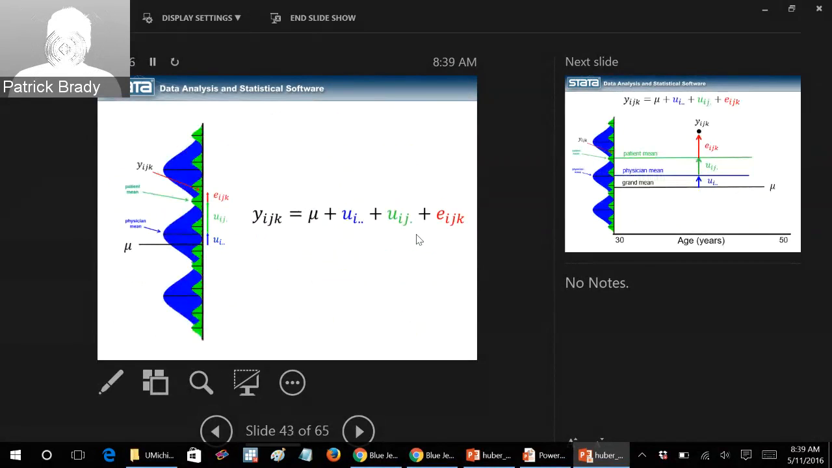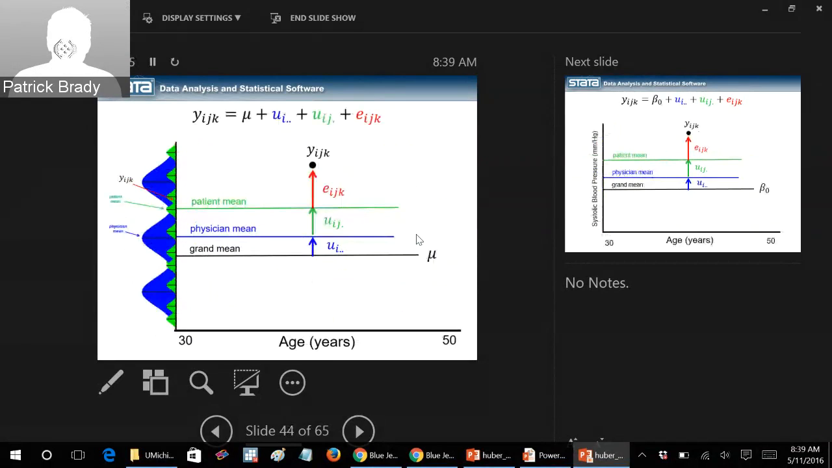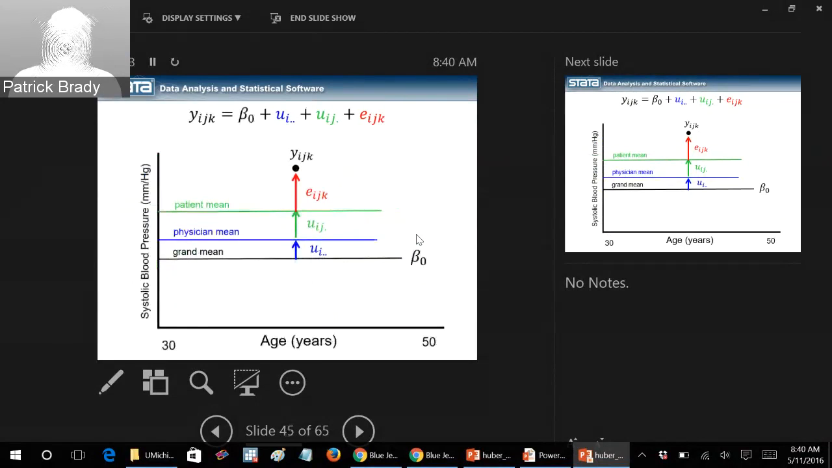And because this is longitudinal data, now I need to go through this exercise again of flipping it up on its side. So this is exactly what we had before. All I've done is turn it sideways. I still have the grand mean and the deviation to the physician mean, to the patient mean, to the observation. Same exact thing. Now I'm just adding in my regression line. Again, same thing, I just have 3 of these lines. Now I have a physician mean as well as a patient mean.